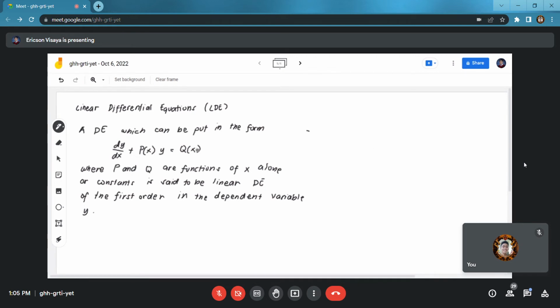So, bali, observe nyo muna kung ano yung dependent variable natin. Although naka-form siya na ganito, hindi usually binibigay natin dy over dx. Pwedeng d theta over dr, okay? Ayan, dt over dr. Pwedeng ganun. So, bali dito, ito ay applicable lang pag ang dependent variable natin ay si y. Basta tignan nyo lang kung ano yung nasa taas natin.